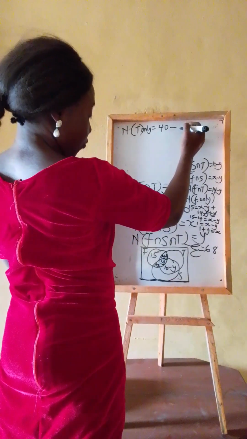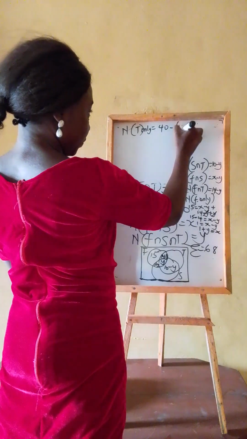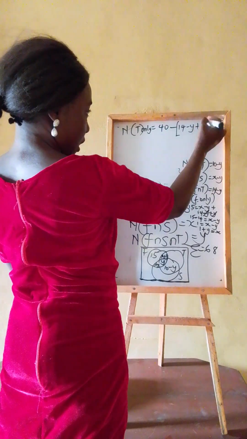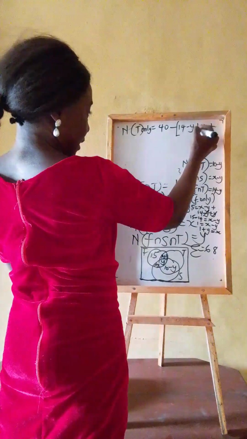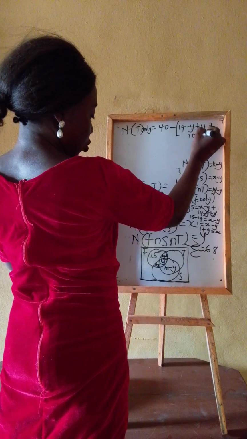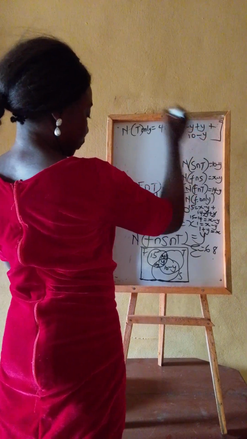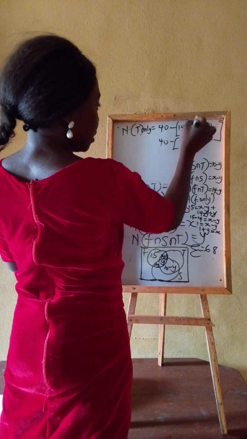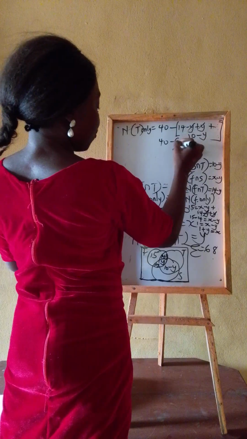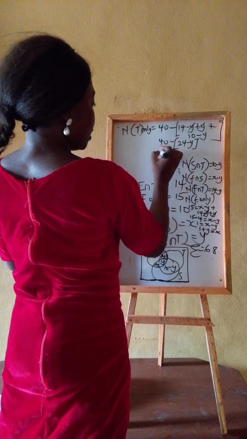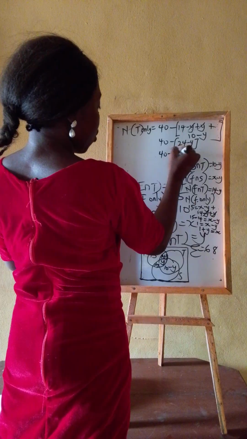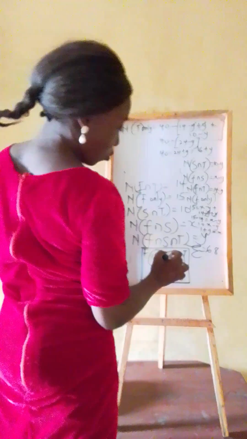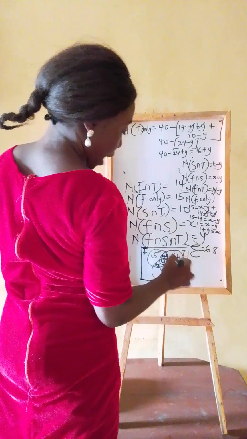So for T, we have 14 minus y plus y plus 10 minus y. So we have 40 minus, let's cancel this. So 14 plus 10, we have 24 minus 1. So this is 40 minus 24 plus 1, and that is 16 plus 1. So we have 16 plus 1.